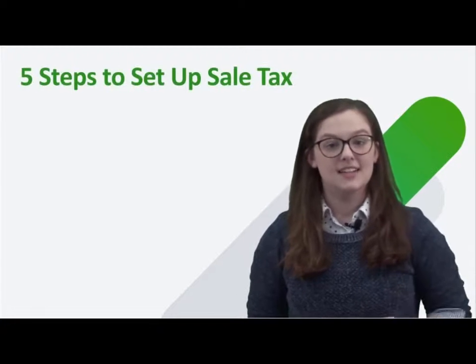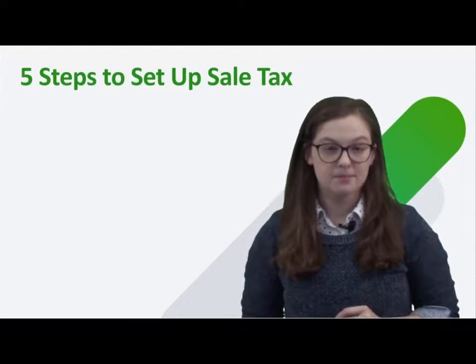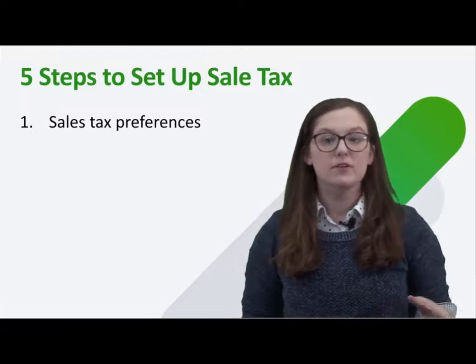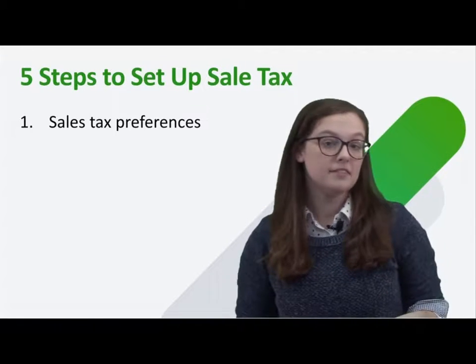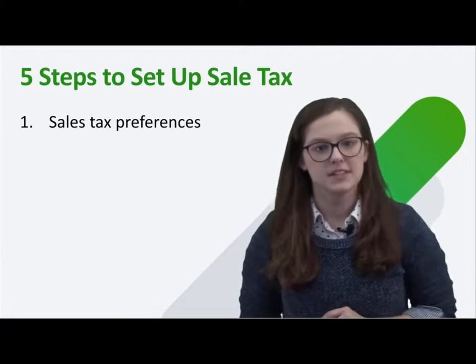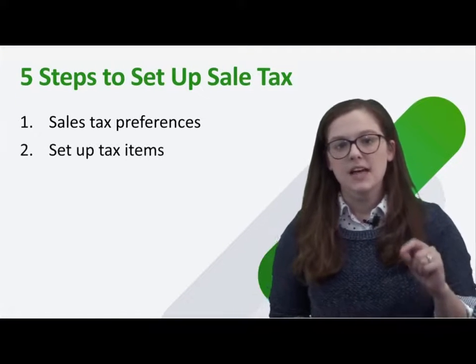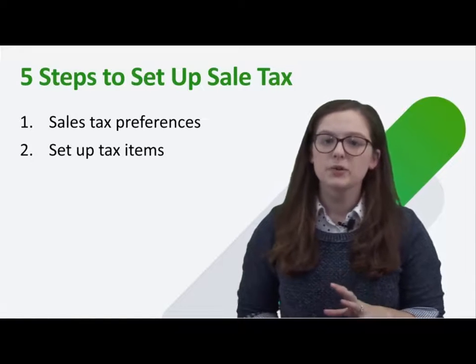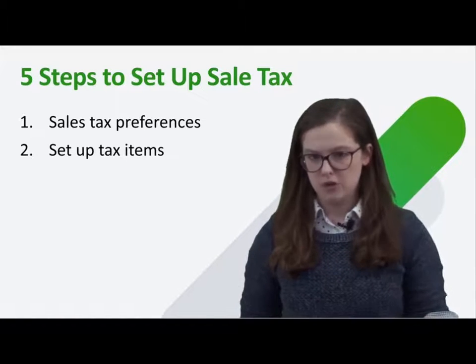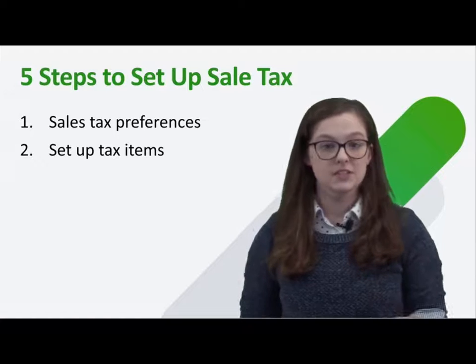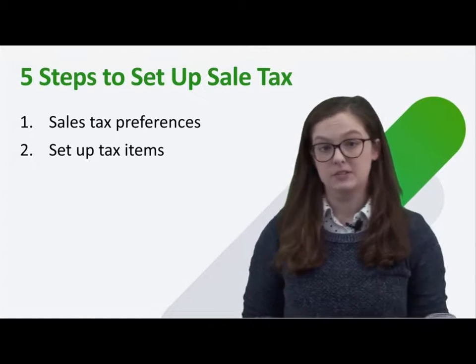Setting up sales taxes involves 5 steps. First, set sales tax preferences. This involves turning sales taxes on or off, specifying when sales taxes are due, and other important choices. Second, set up sales tax items and sales tax groups. This is when you create the individual tax rates you charge your customers. Depending upon your state, that involves either sales tax items or sales tax groups.